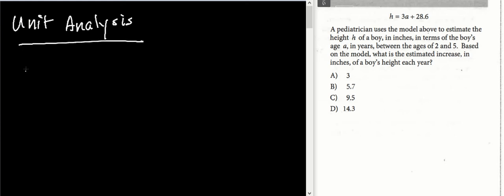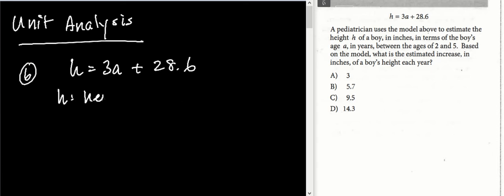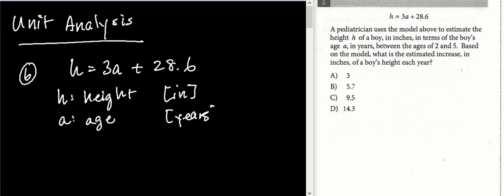So let's get started. We're looking at problem 6 now. We're told that a pediatrician uses the model above. This model is H equals 3a plus 28.6 to estimate the height H of a boy in inches in terms of the boy's age A in years between the ages of 2 and 5. So let's write out some information. H represents height, and it has units of inches. And A represents age, and it has units of years. And we're also told that A is between 2 and 5.